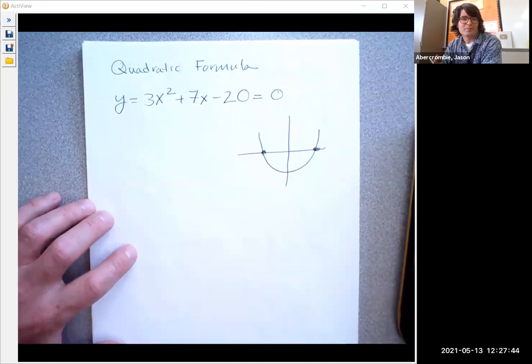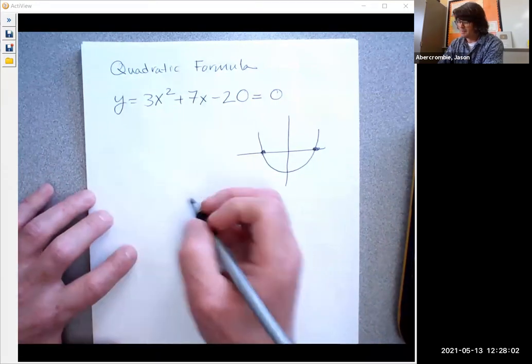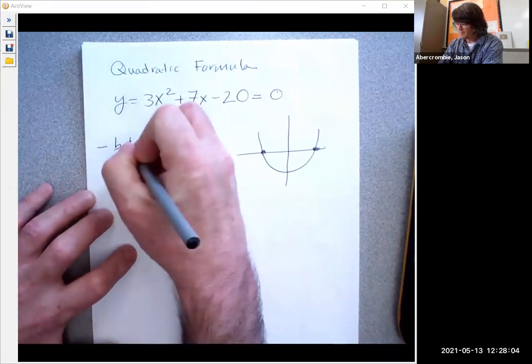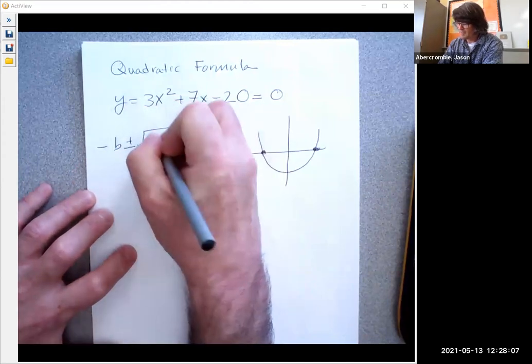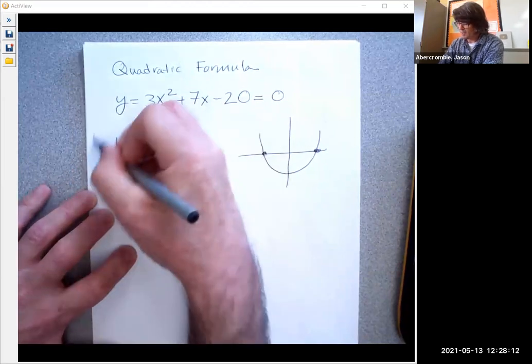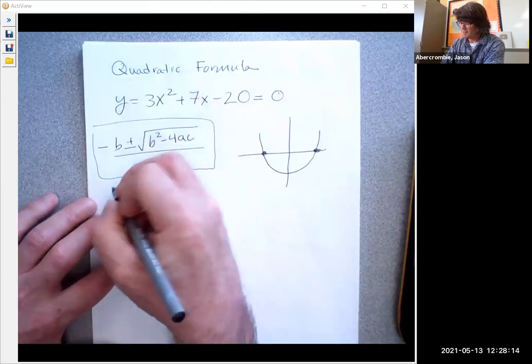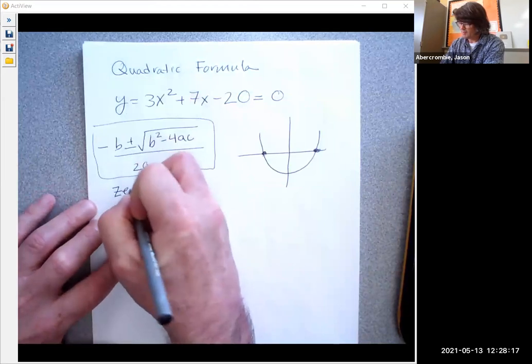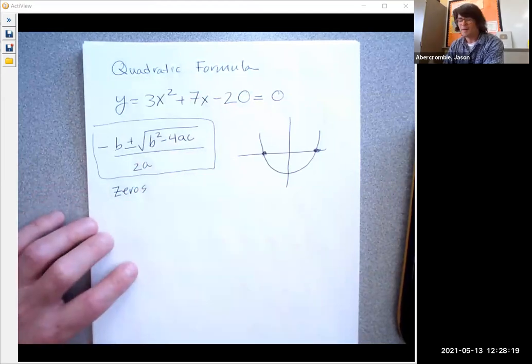There's 3 ways to solve a quadratic equation. One is with factoring. One is with just guess and check. And the quadratic formula is just kind of the most foolproof way that'll deal with any quadratic equation at all. So here we go. x equals negative b plus or minus the square root of b squared minus 4ac, over 2a. These are the zeros right here.